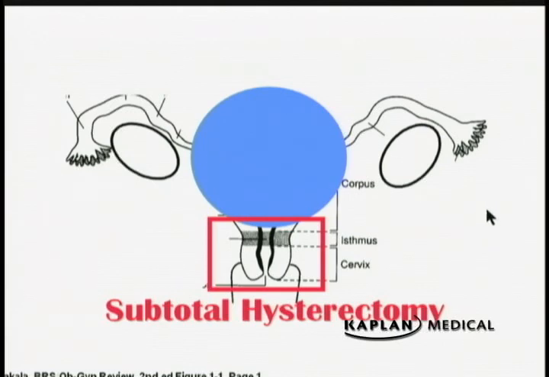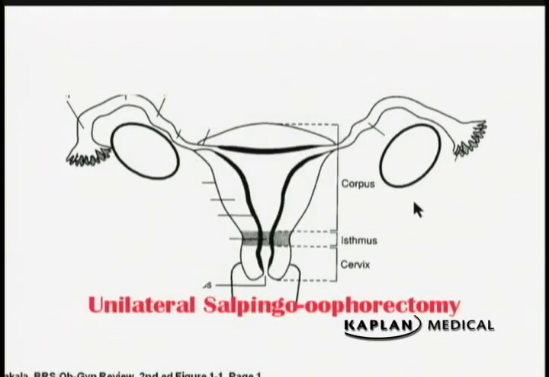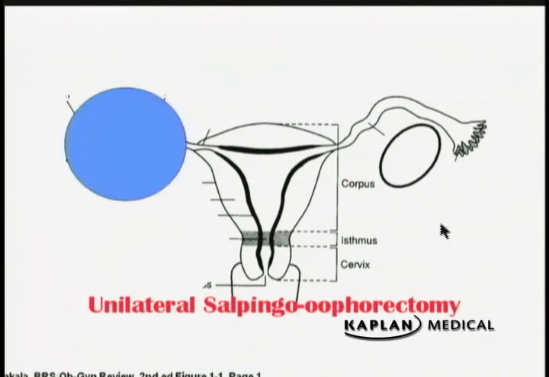If you do a total hysterectomy, you leave the ovaries and tubes, you take out the corpus of the uterus and the cervix. You can see you have to close the vagina then, because you have no cervix, which is distal to it. If we do a unilateral salpingo-oophorectomy, we will remove the tube and ovary on one side only.